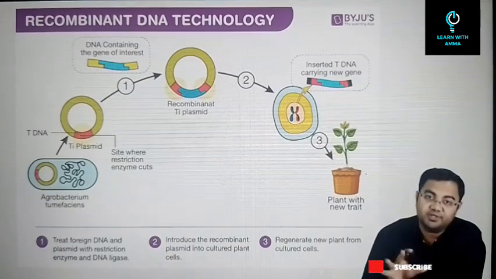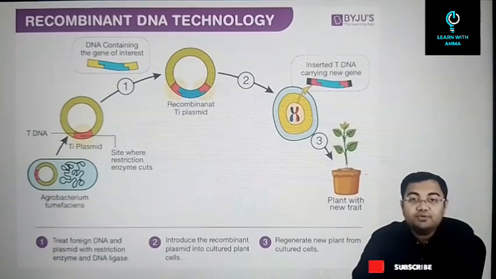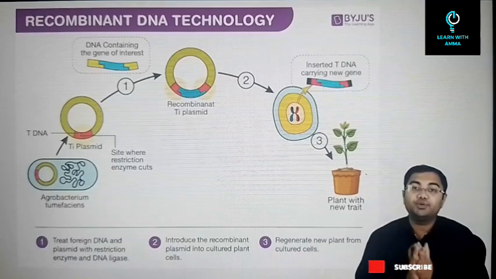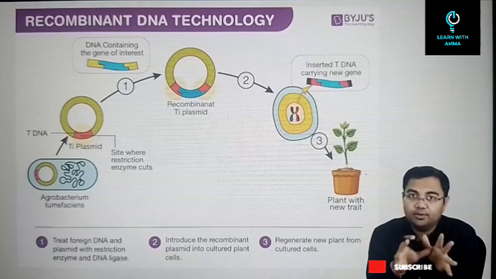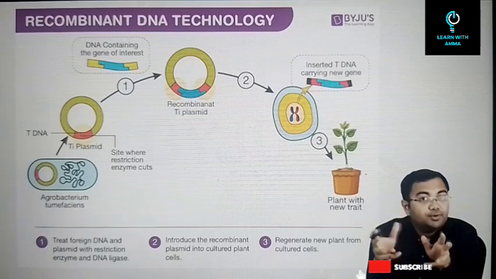Just focus on the process. Just focus on what's happening here. So first of all, for a transgenic crop, what do you need? You need a gene. A gene that has the property that you wanted. Correct? So where do you get that gene?